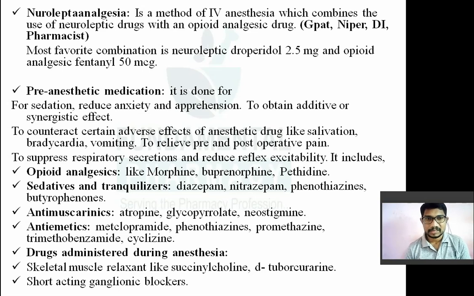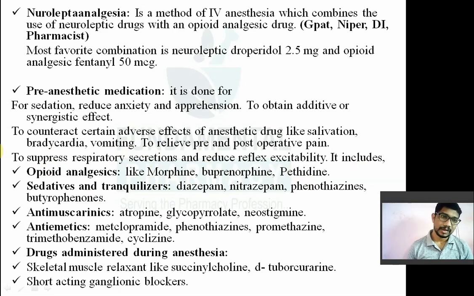So pre-anesthetic medication is given, for example, to achieve a certain level of analgesia, to reduce the excitement, to decrease the anxiety of the patient, to reduce the secretions, and to suppress the vomiting center. So pre-anesthetic medications are used for sedation, to reduce the anxiety and apprehension, to obtain the additive or synergistic effect, to counteract certain adverse effects of anesthetic drugs like salivation, bradycardia, vomiting, to relieve pre and post-operative pain, to suppress the respiratory secretion, to reduce the reflex excitability.